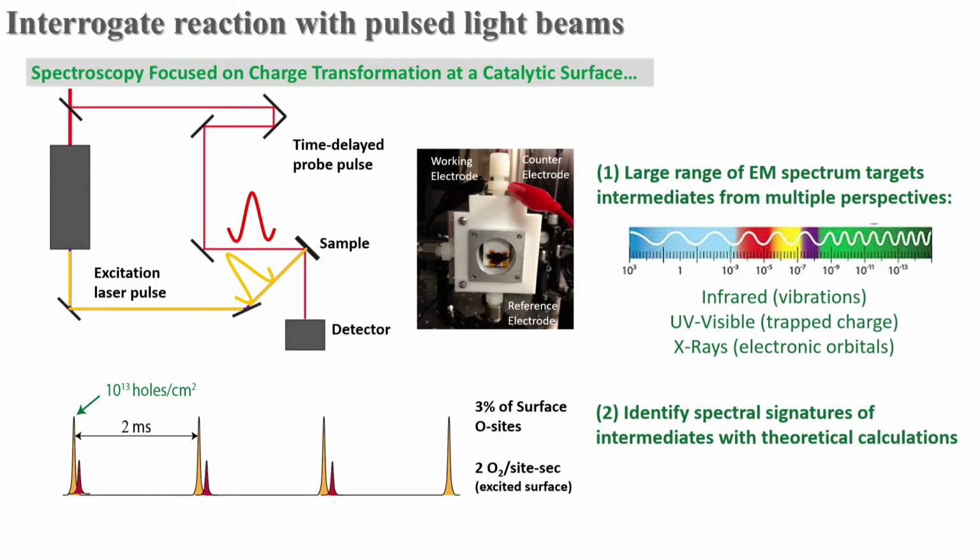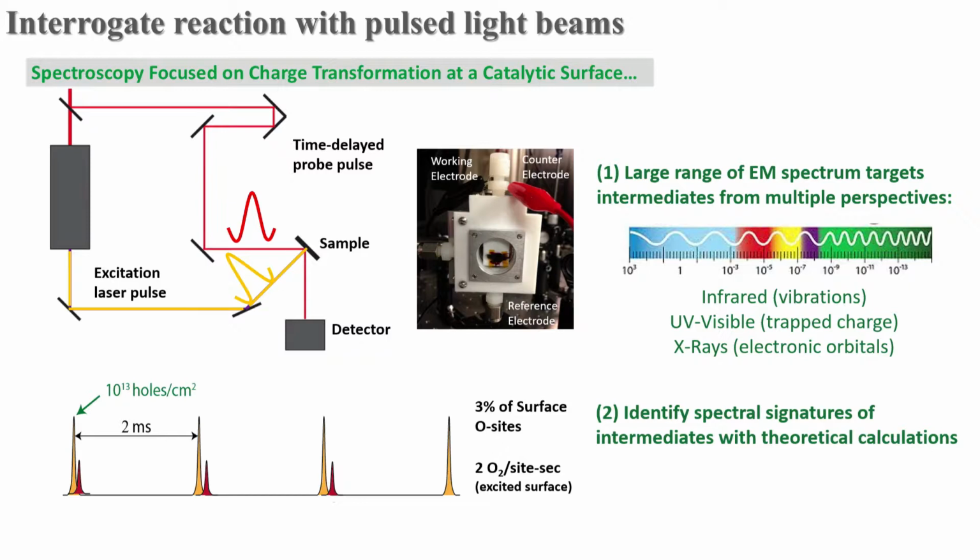That intermediate at the surface can have vibrations, so that's using infrared. Or we can look at it as trapped charge, which you see with the optical or UV visible spectrum. In the future, one would want to go to X-rays such that you can get the very local electronic orbital of the intermediate. And secondly, while many calculations have determined what kinds of intermediates can form, what we're doing now is using those calculations to predict how we could see those intermediates within this solid-liquid interface environment.